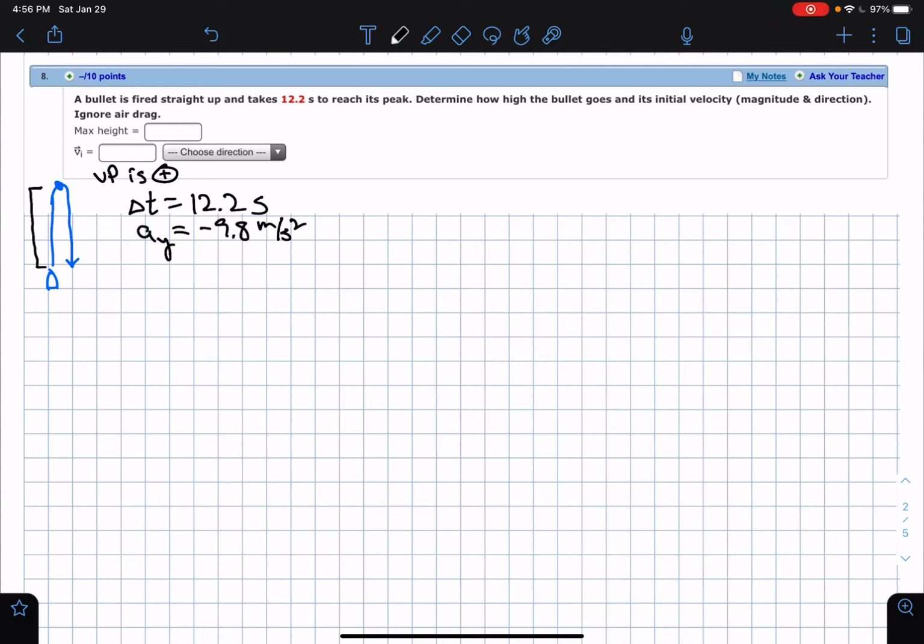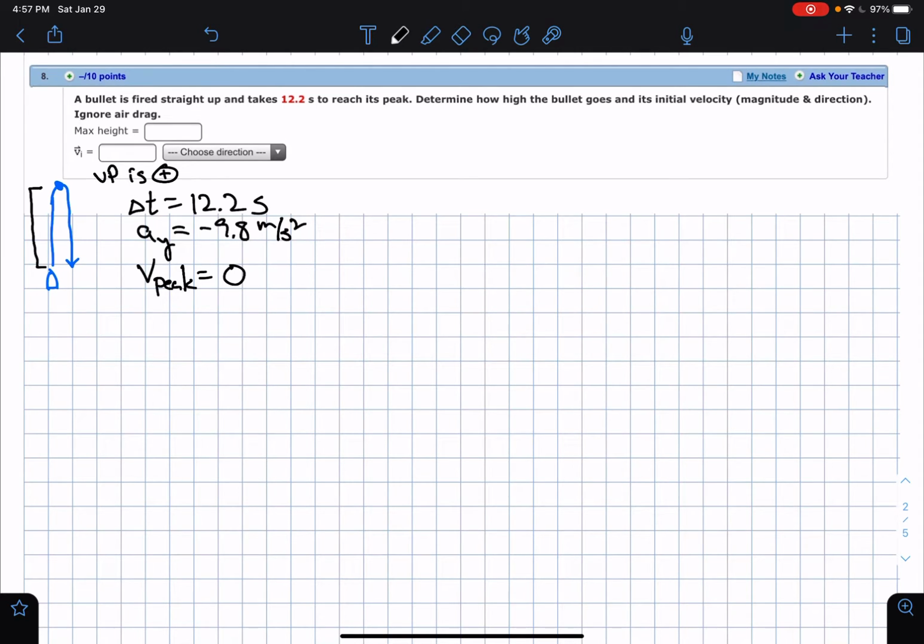And the other thing that I know is that when I get to the peak, because what we're interested in is the max height, so that's going from here to here, the velocity at the peak, or you could say the v final, but recognize it's at the peak, so I'm going to make that clear and write v peak equals 0.